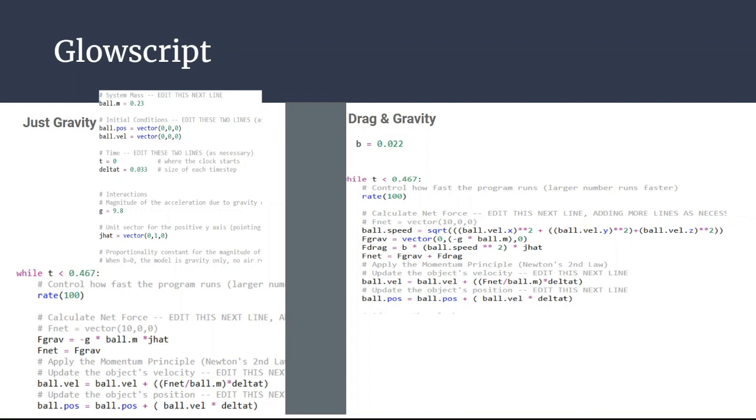For the simulation that had drag and gravity, drag is set at 0.022. That's the b number. And ball speed is the square root of ball velocity x squared plus ball velocity y squared plus ball velocity z squared. Force of grav equals a vector of 0, negative g times ball.m, 0. Force of drag will be negative b times ball.speed squared times j hat. And F net equals F grav plus F drag, and it's the same equations for velocity and position.